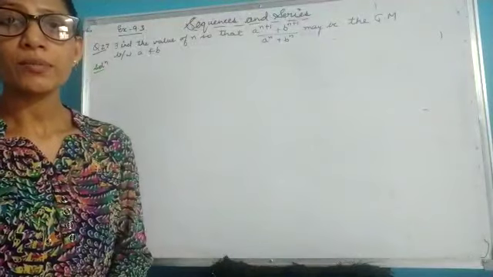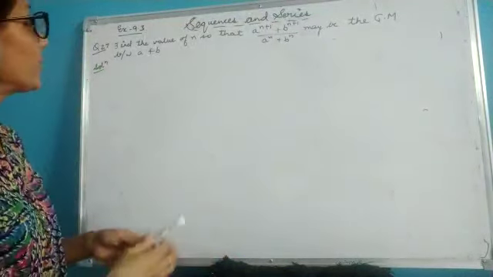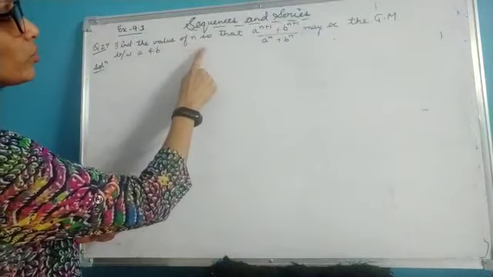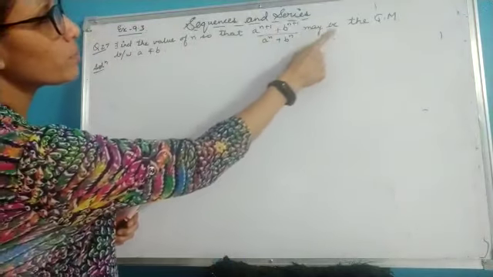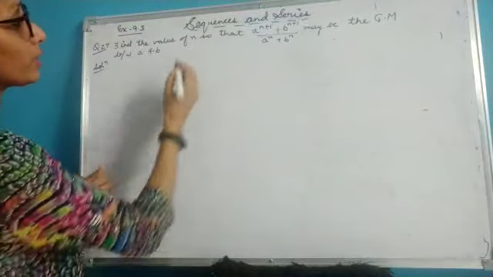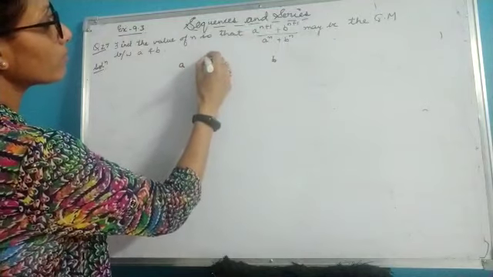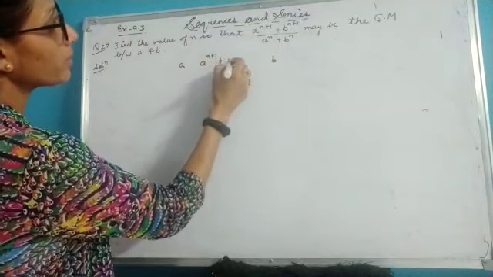Welcome to the second part of exercise 9.3. Let's discuss this question now. Here it is given, find the value of n so that this may be the geometric mean between a and b. That means in between a and b we have this as our geometric mean.